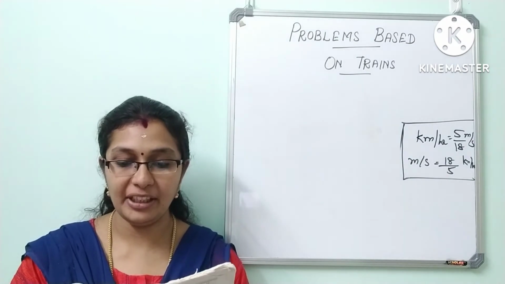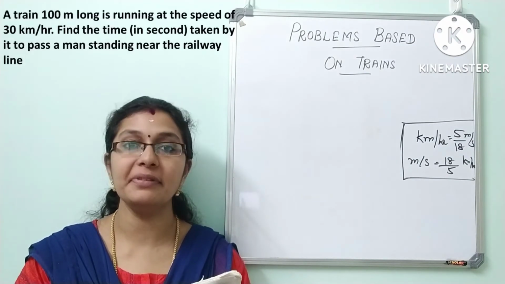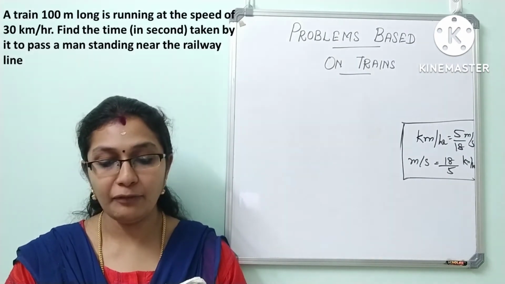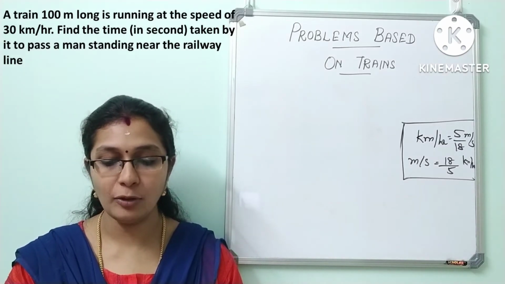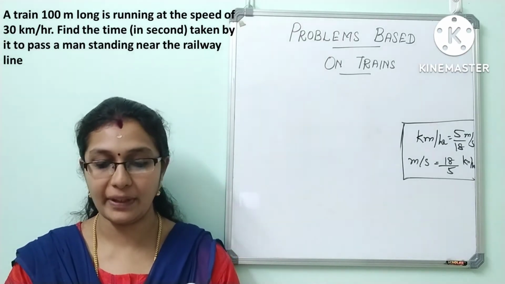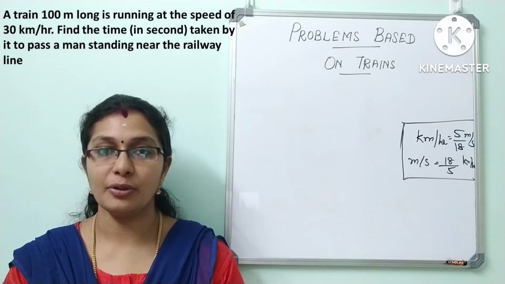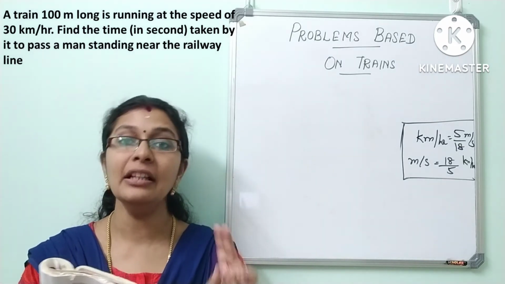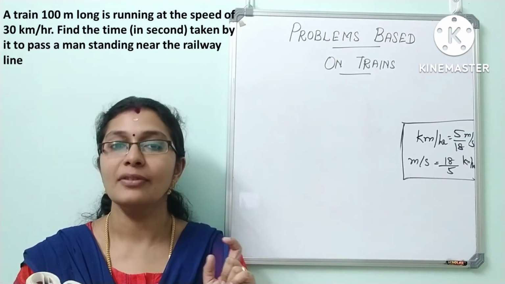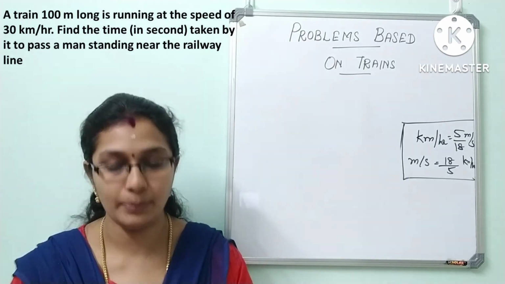A train 100 meter long is running at a speed of 70 km per hour. In what time will it pass a man who is running at a speed of 10 km per hour in the same direction? So two different speeds they have given, same direction is your hint. So what you will do, you will subtract the speed, correct?